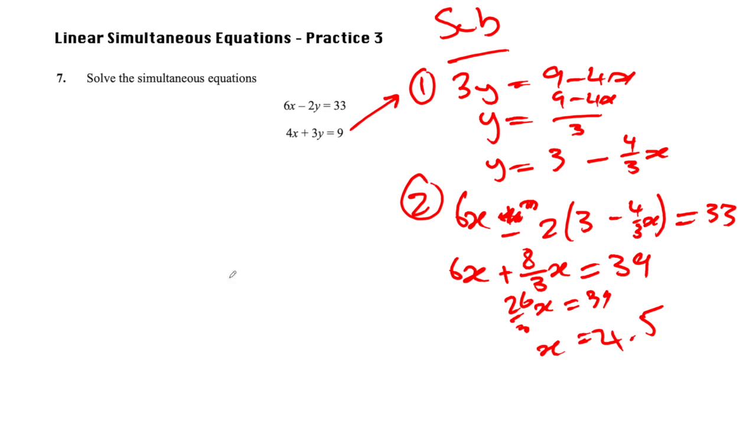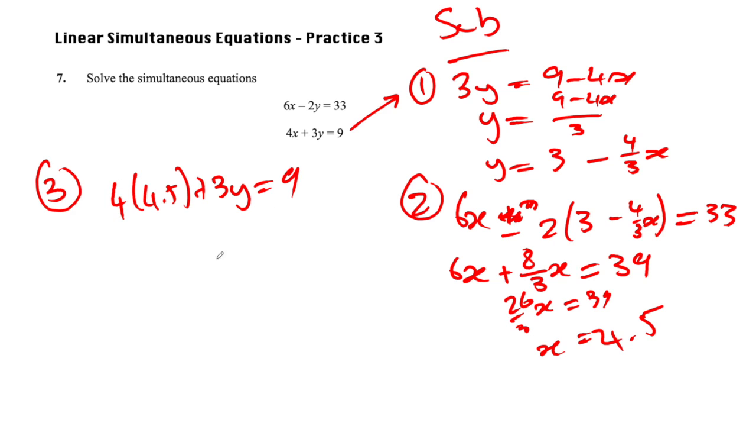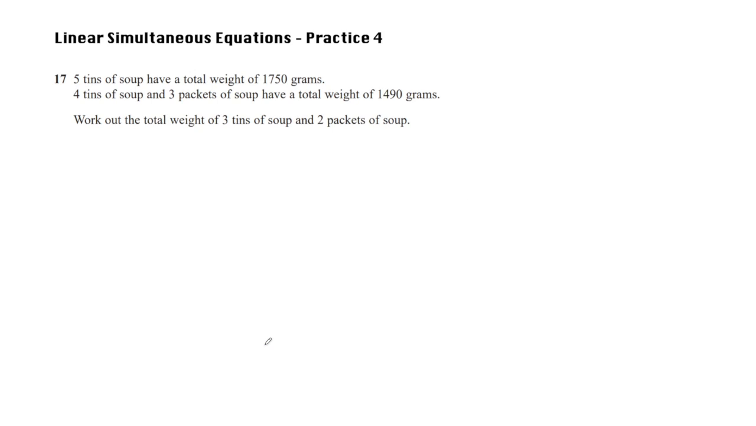Now the third step is to sub in that value into any of those equations. So we're going to do 4 times 4.5 plus 3y equals 9. 4 times 4.5 is 18, so 3y equals 9 minus 18. So 3y equals minus 9, so y equals minus 3. So we've got those two now.